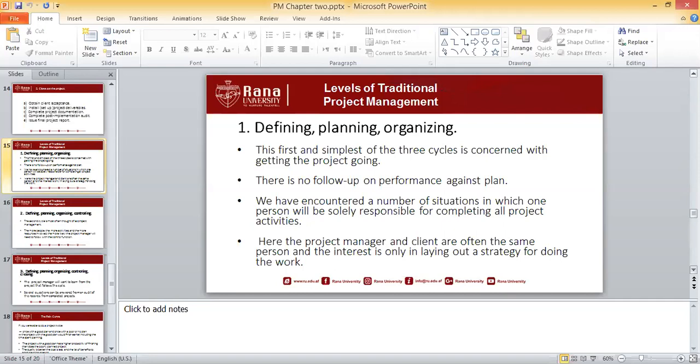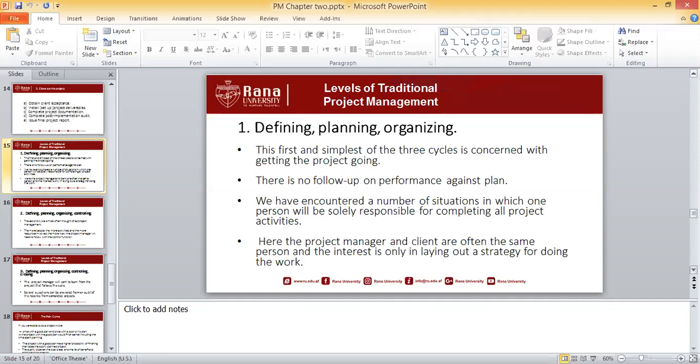So there is one person. He plans for the event, he organizes the event, and he himself implements the activities involved in those projects. A one-man show, for example. So there is only one person. He plans, organizes, and he performs himself. So this level is considered to be the simplest form of traditional project management.